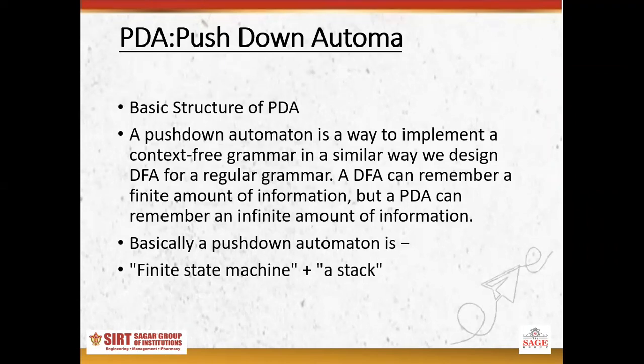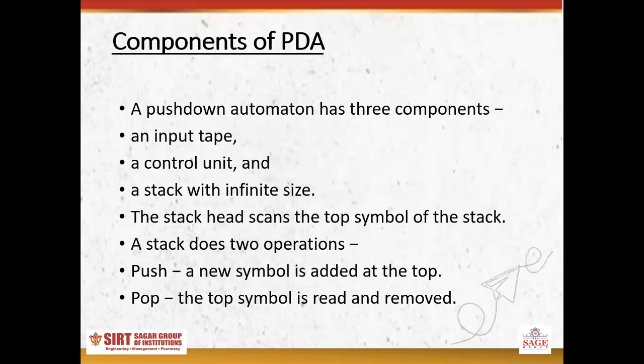A push-down automaton is a way to implement a context-free grammar, in a similar way to how we design a DFA for a regular grammar. A DFA can remember a finite amount of information, but a PDA can remember an infinite amount of information. Basically, a PDA is a combination of a finite state machine and a stack. There are three components in a PDA: an input tape, a control unit, and a stack with infinite size.